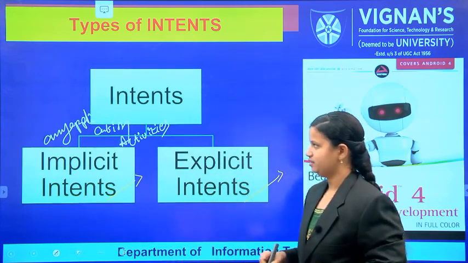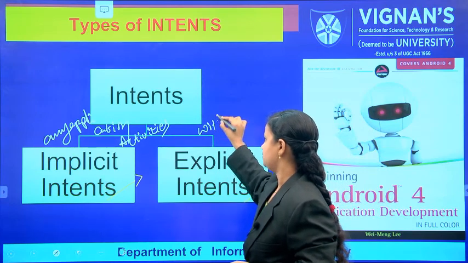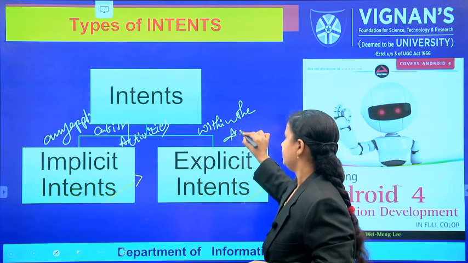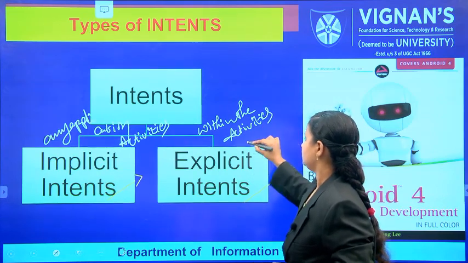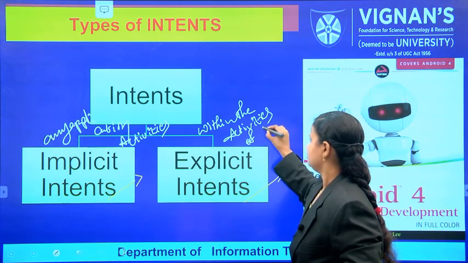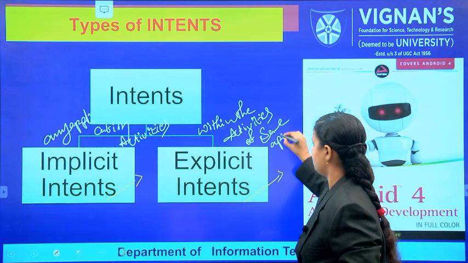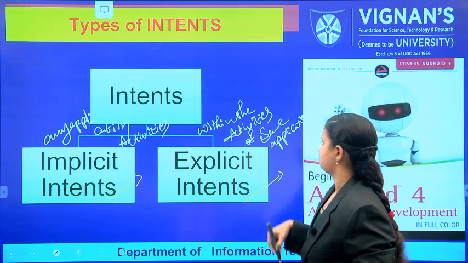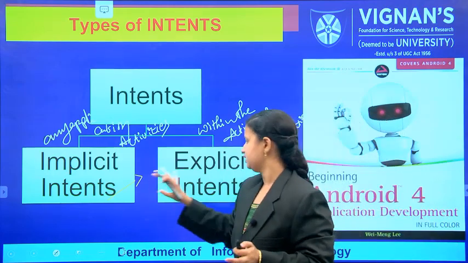So, what is the explicit? We navigate within the activities of the same application only. This is the difference between implicit intent and explicit intent.